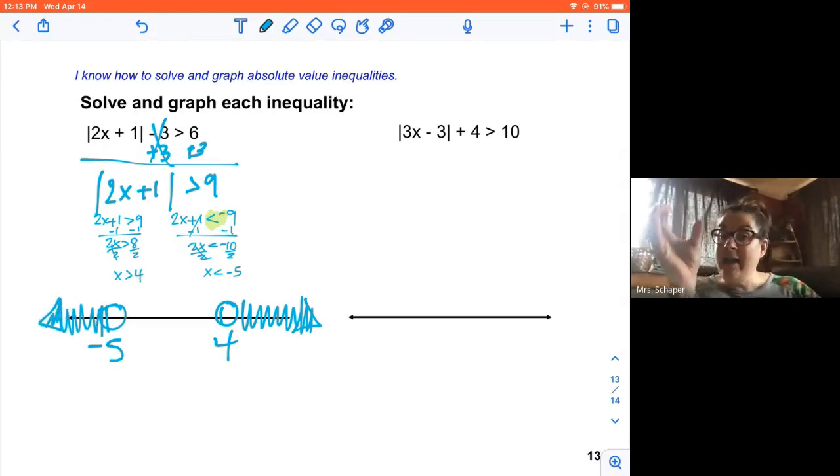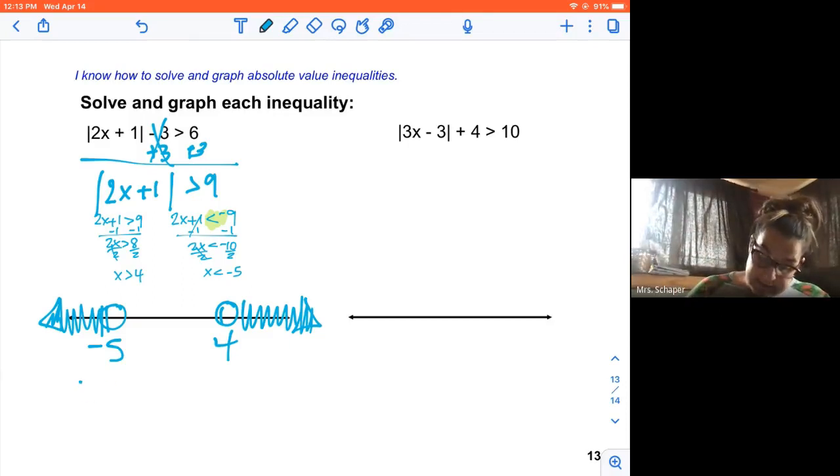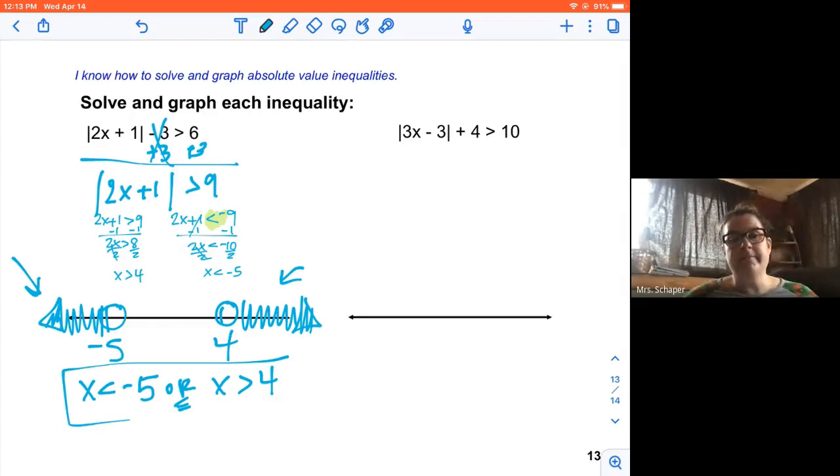I see that gap, so it tells me it's an or statement. x is less than negative 5, so that's representing this part, or this part is that x is more than 4. Right there. x is more than 4. All right.